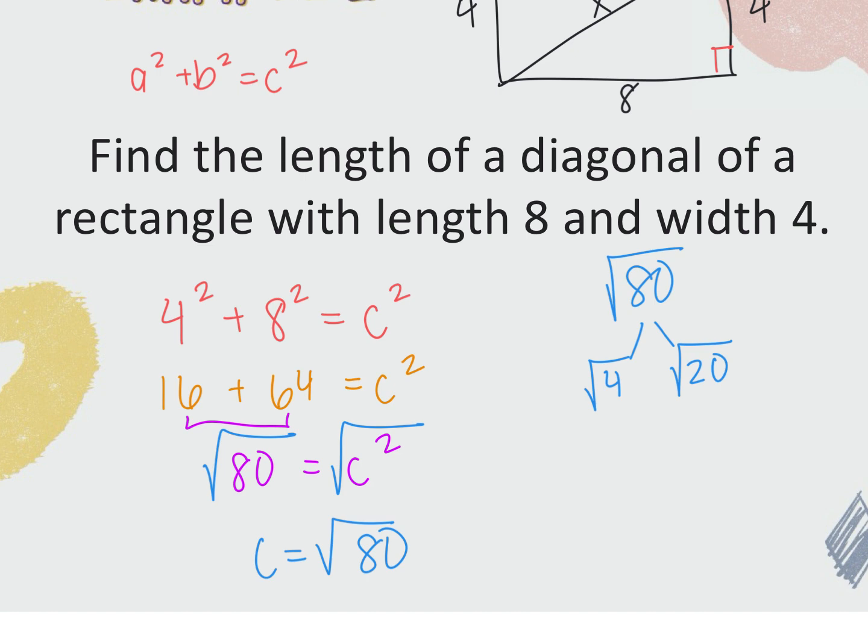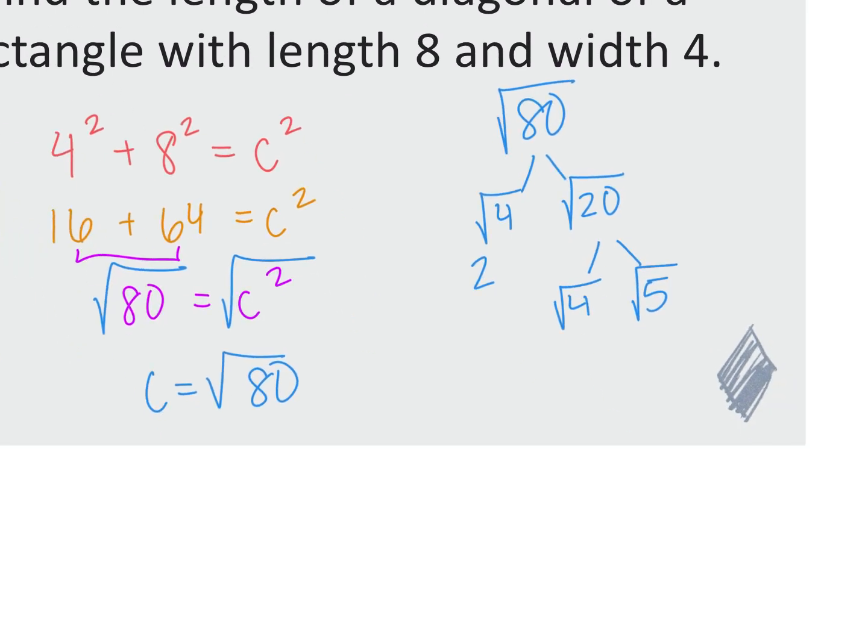The square root of 4 is a perfect square. So I have 2. It's outside of my radical. I'm done with it. It's a whole number now. What about 20? 4 and 5. All right, I have 4 and 5. 4 again is a perfect root. 5 is not, so I have that left over.